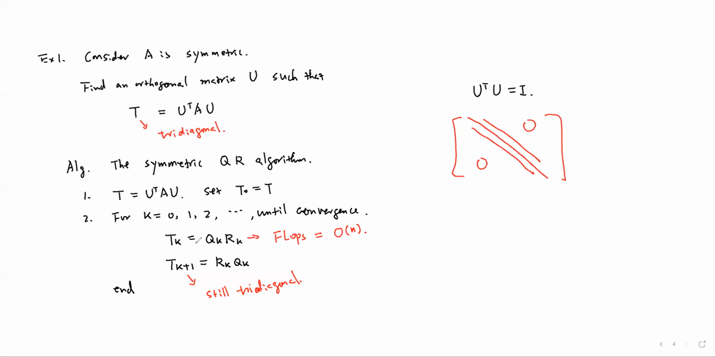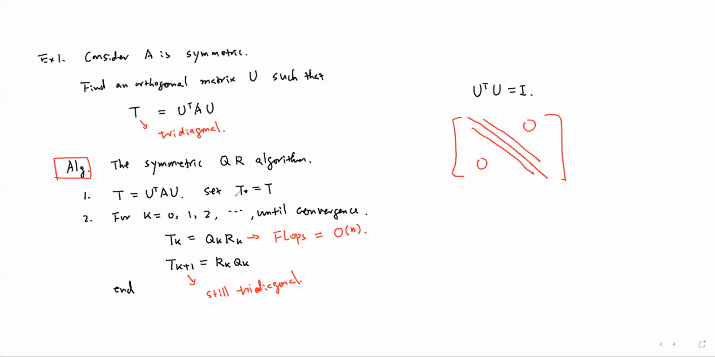Now, to perform QR factorization on a tridiagonal matrix, the computational cost is only order n. This is a huge saving. This is actually an algorithm for the solution of symmetric matrices. This algorithm is actually a practical algorithm. Yeah, people use this algorithm when the matrix A is symmetric.